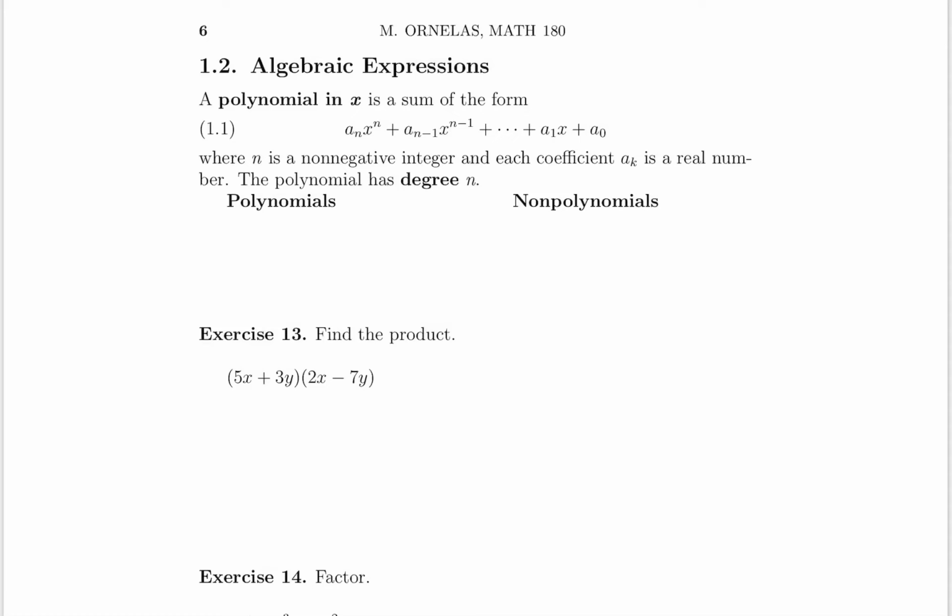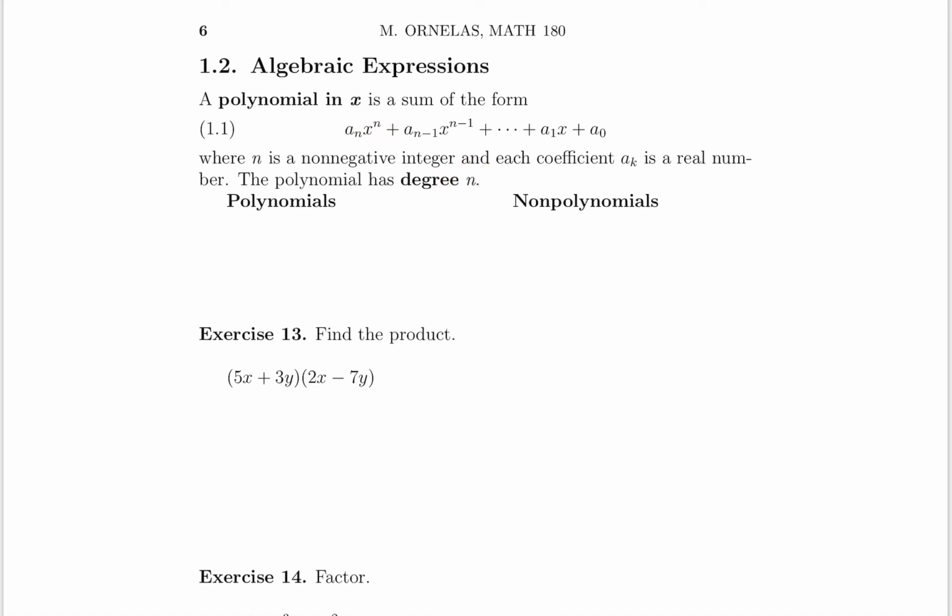Hi class, this is algebraic expressions. A polynomial in x is a sum of the form, and they give us this expression here. Notice the coefficients are the a sub n's, and the variable is x, and the exponent is reduced by 1, left to right. And this first one over here on the right side is a constant. The degree is n, which means it's the highest exponent.